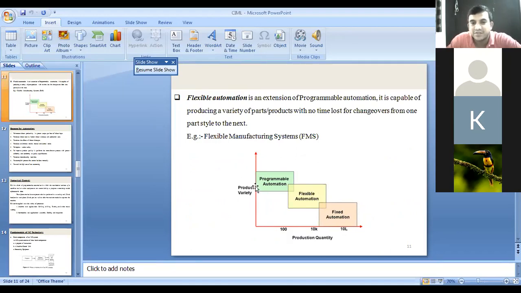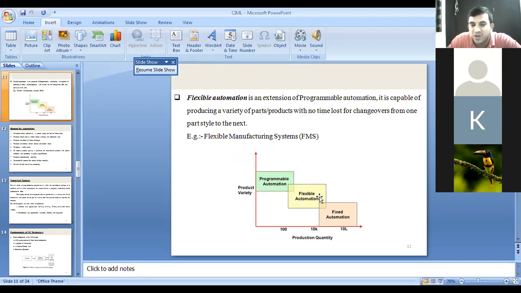In the graph, you can see that the x-axis shows the production quantity, the production rate. The y-axis shows product variety or variability. First, in fixed automation, you can produce a large number of products, but the product variety is less here. Second, in programmable automation, the production quantity is less, but you can get more variety.